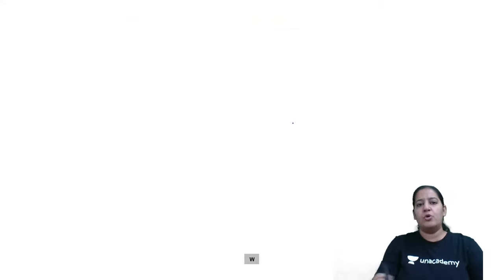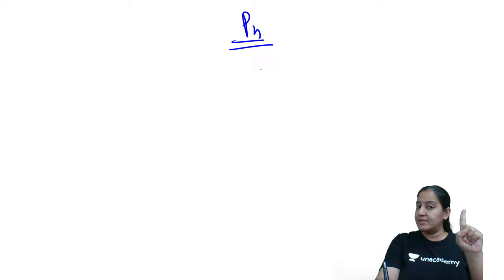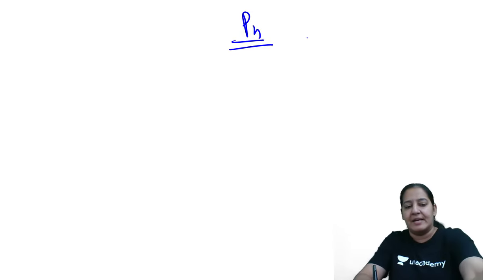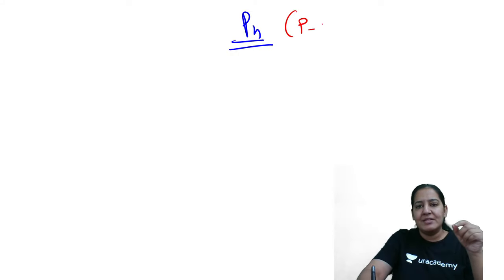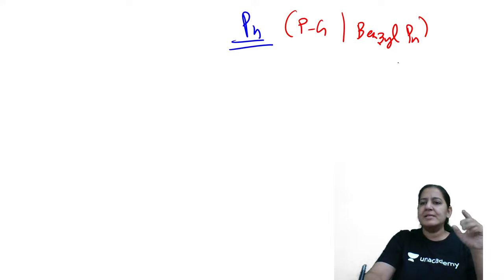So what I am telling you, the natural penicillin is available. Natural penicillin is only one. What is the name of that penicillin? It is known as penicillin G or benzyl penicillin. This is the natural penicillin.